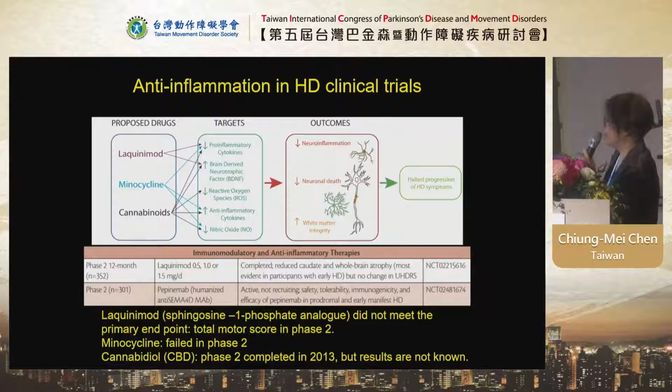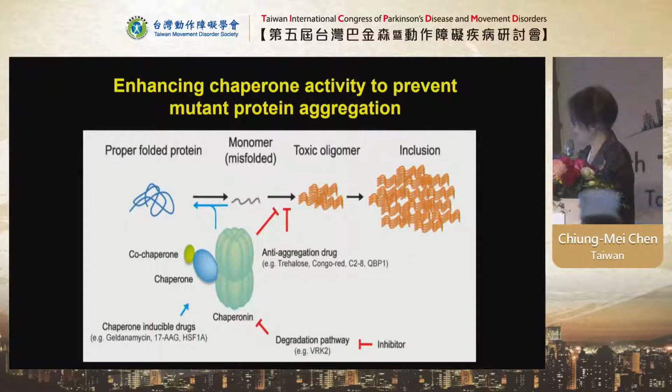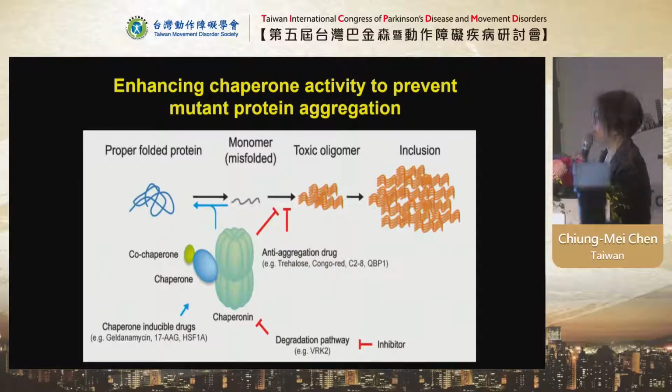And anti-semaphorin 4D is just in the phase 2 trial. And you can see minocycline failed in phase 2. Cannabidiol also completed its phase 2 study, but the results are not known. Chaperones can help to refold the misfolded protein. So chaperones may have some therapeutic potential, but none of them are going to clinical trial.